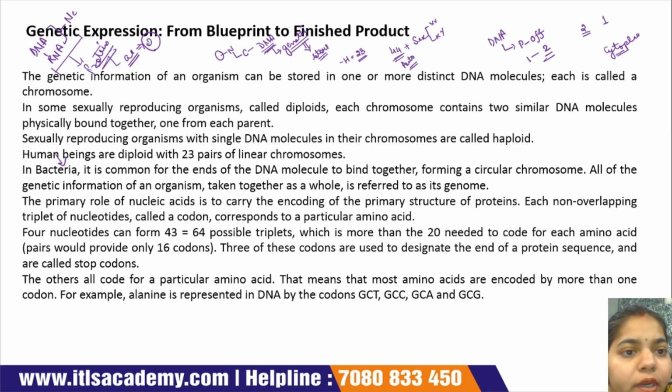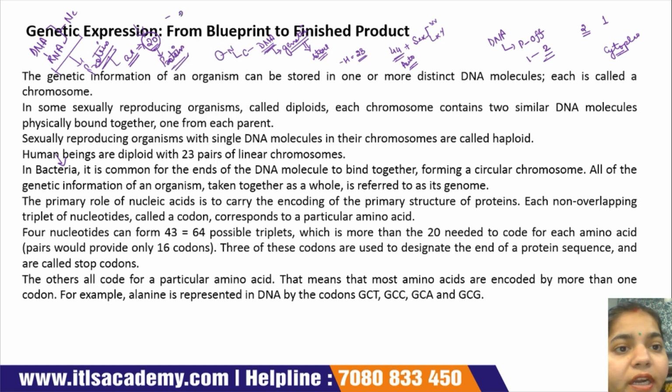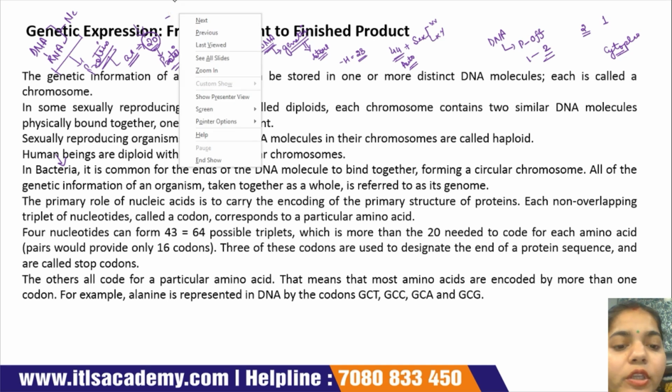There are 20 amino acids that participate in protein synthesis. This protein is made up of these 20 amino acids. Each and every amino acid is coded by a triplet nucleotide, and this triplet nucleotide is known as a genetic code.